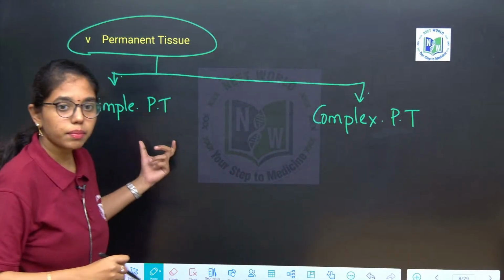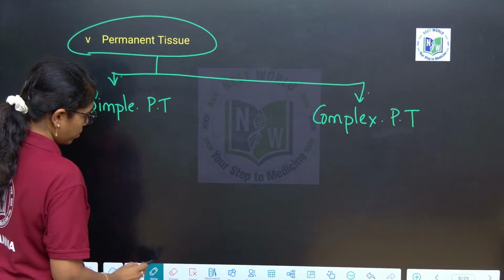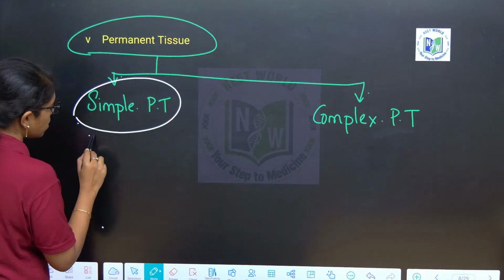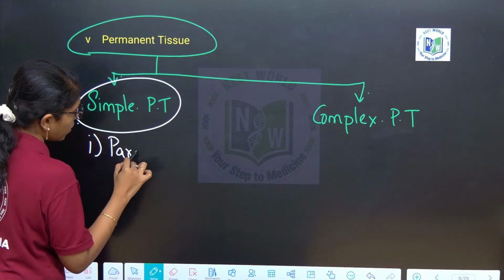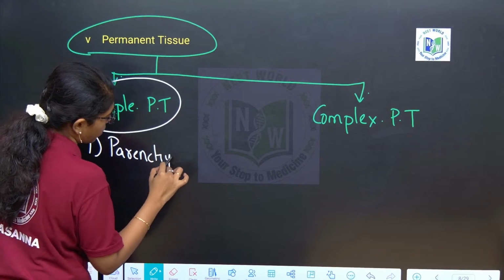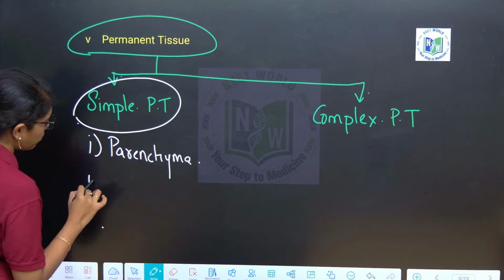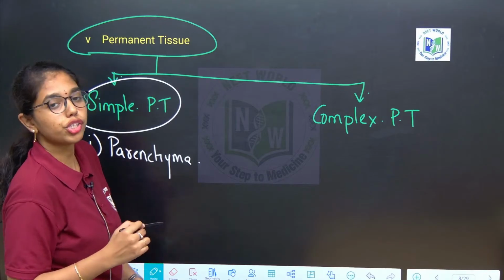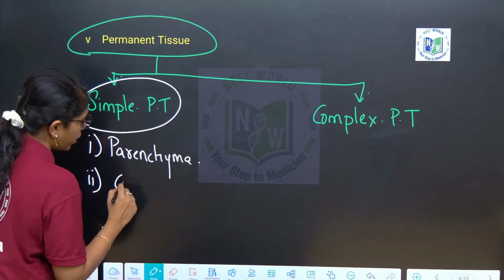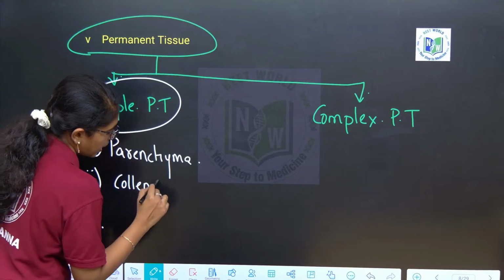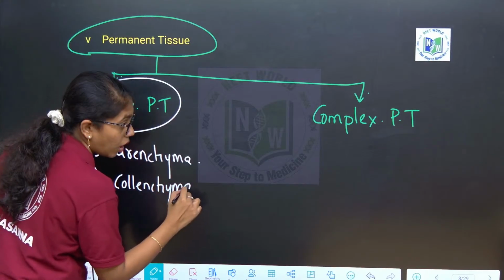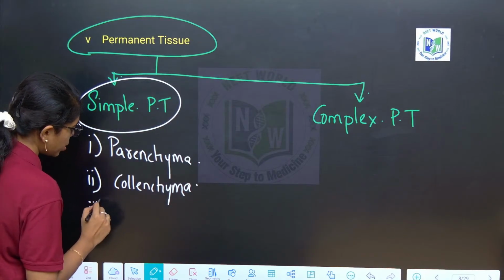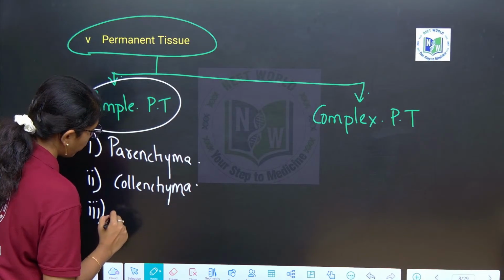Clear? Simple permanent tissues, you tell me. Yes, parenchyma. Yes, very good. Parenchyma, collenchyma and sclerenchyma. Of these three simple permanent tissues, tell me which tissue is most abundant in the plant body? Think and say. Online students also. Of these three permanent tissues, which tissue is most abundant in the plant body?